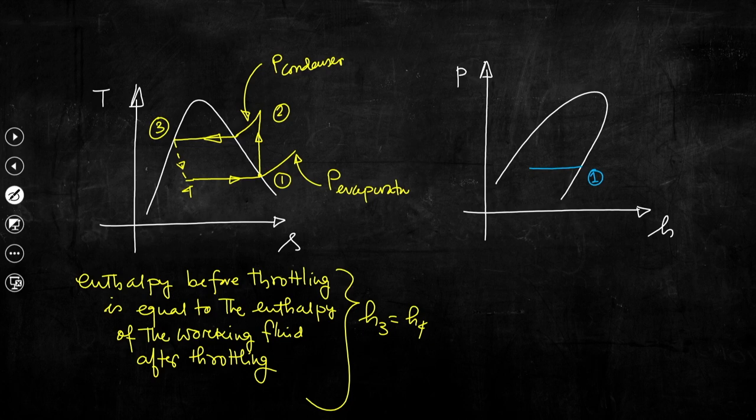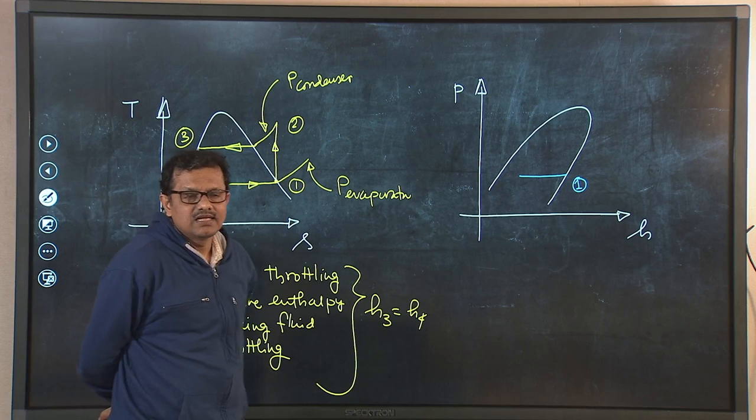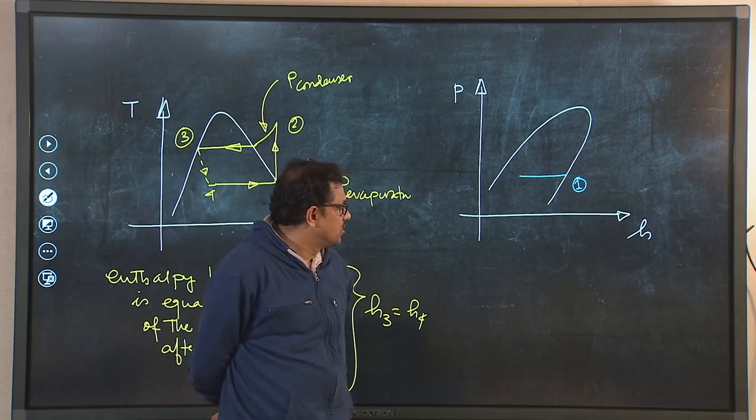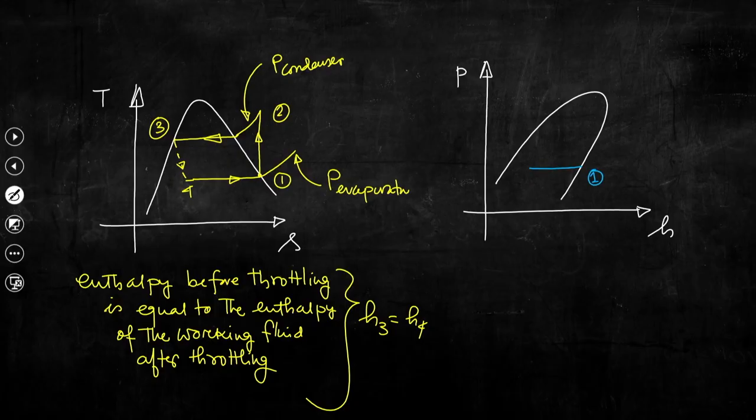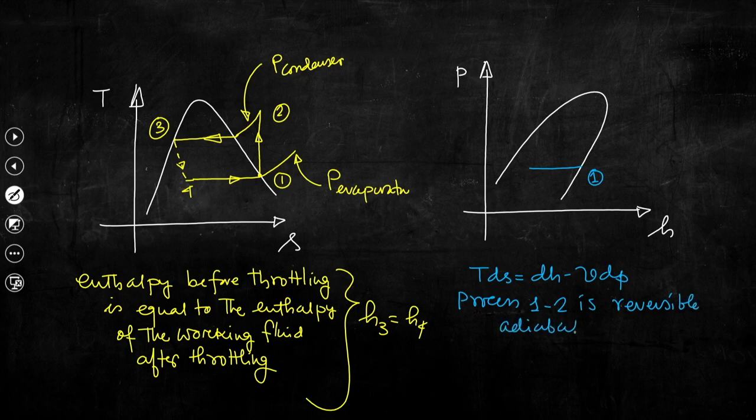Now we have identified state point 1 here, then 1 to 2 is again a reversible adiabatic process. So, the question is, what would be the enthalpy of state point 2? Where should point 2 be in the pH plane? If we apply the TdS relation, TdS equals dH minus Vdp, process 1 to 2 is reversible adiabatic, so dS equals 0, an isentropic process. Then dH equals Vdp.